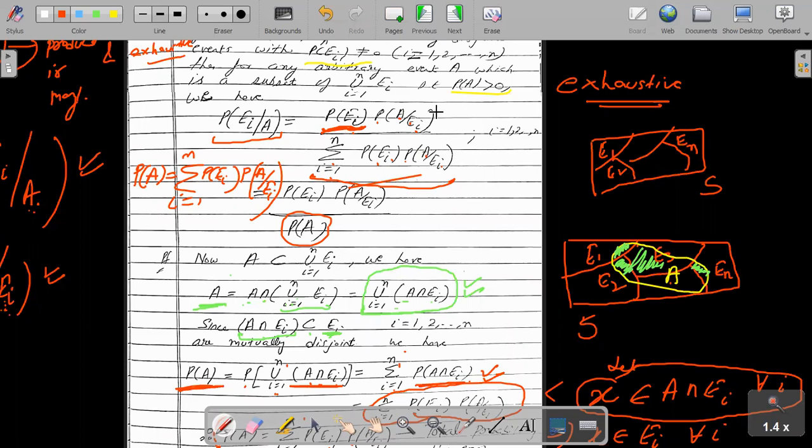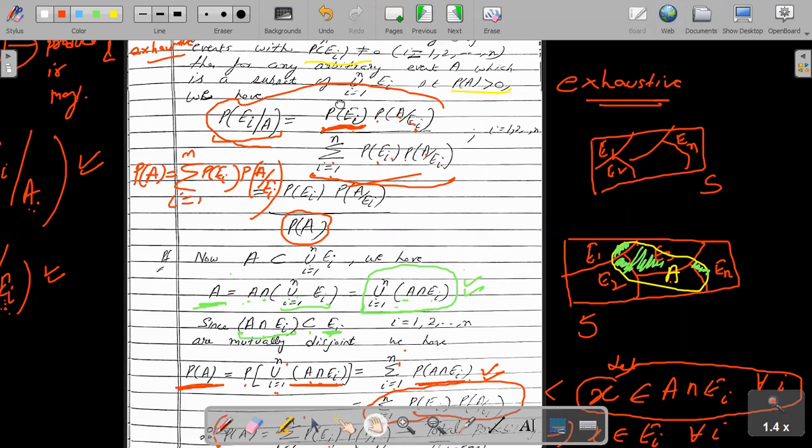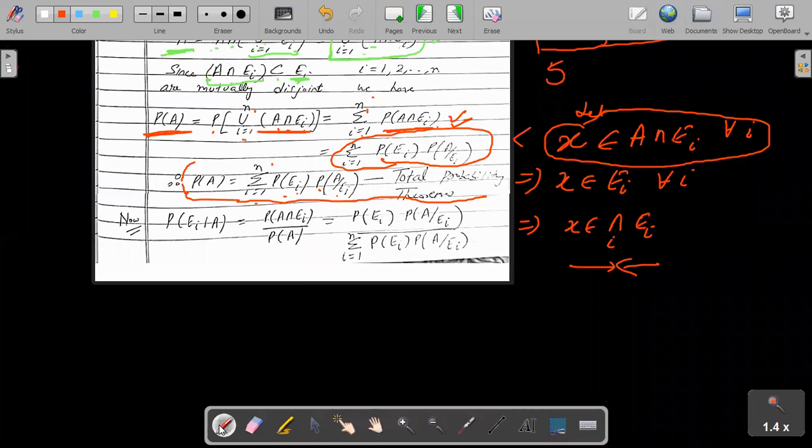The line that comes next, probability of E_i given A, is nothing but probability of E_i into probability of A given E_i over probability of A. This is the Bayes theorem. So let us continue with the proof. We have shown, so we are done with this part of the proof, that probability of A is equal to summation i is from 1 to n probability of E_i into probability of A given E_i, right?